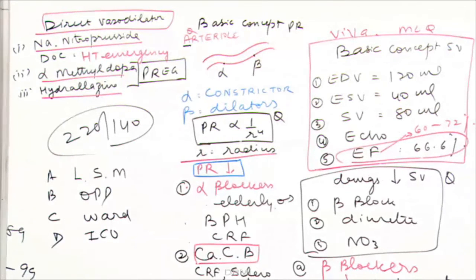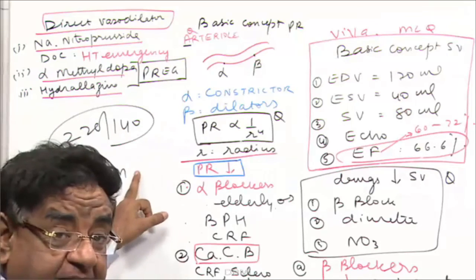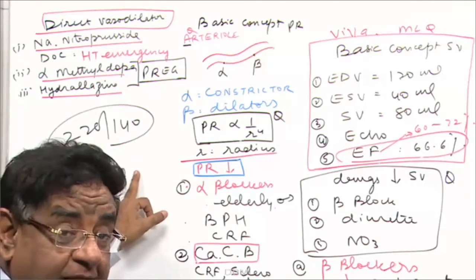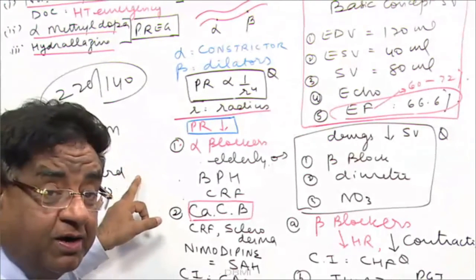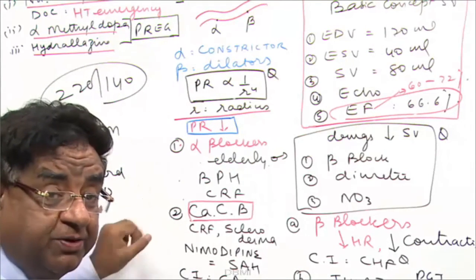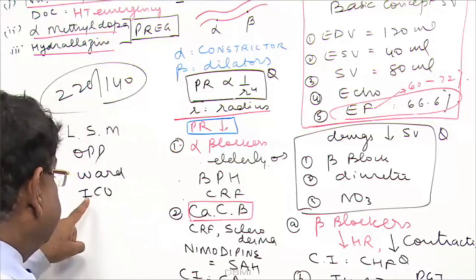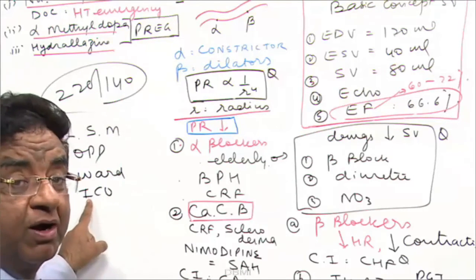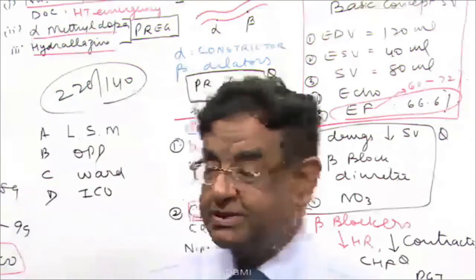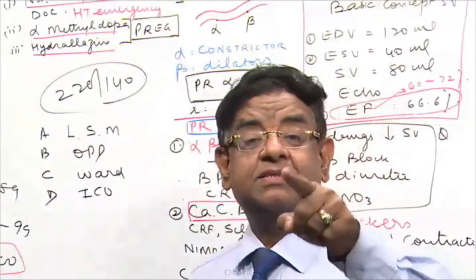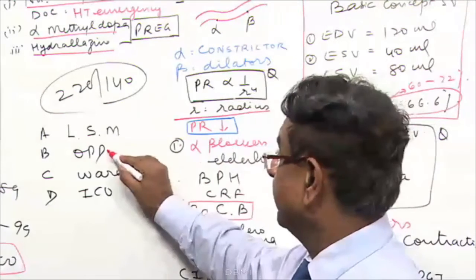So how many of you say lifestyle modification? Raise the hand, anybody, please. OPD, ward, ICU. Most of you are saying ICU. ICU is the most common wrong answer. Who said ward? Option C. Raise the hand. This is the second common wrong answer. The right answer is OPD treatment.